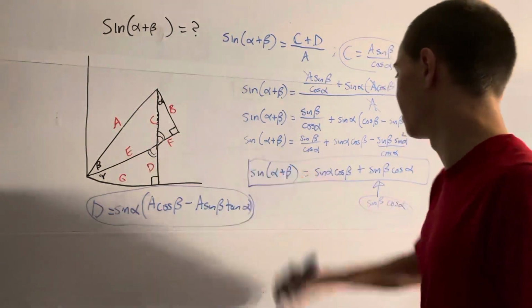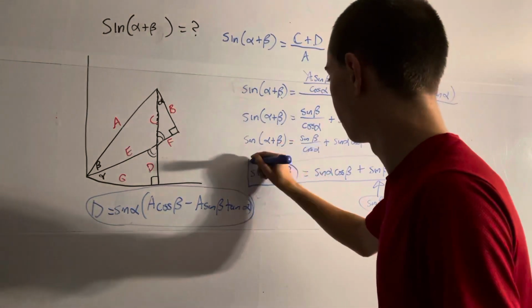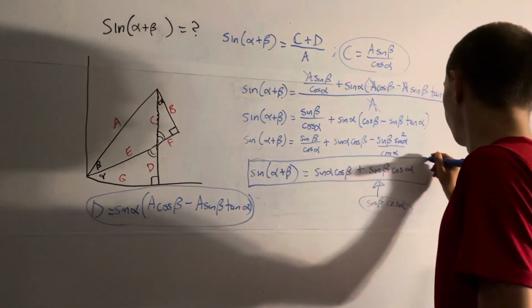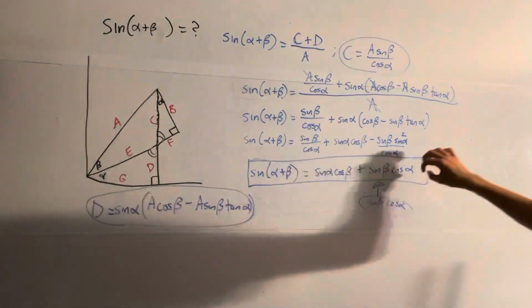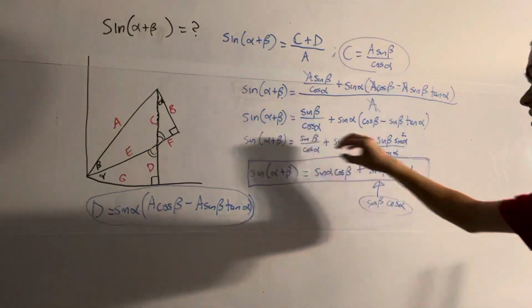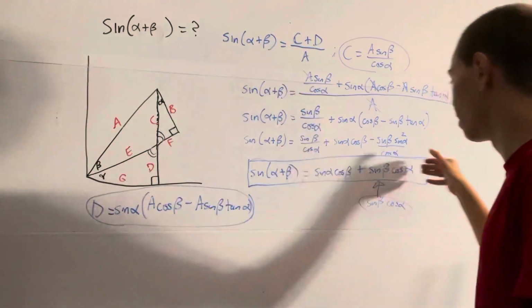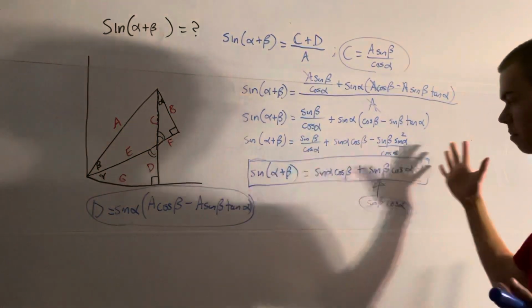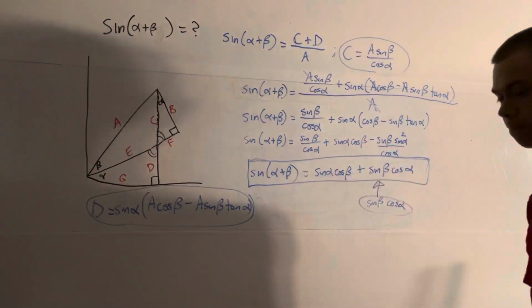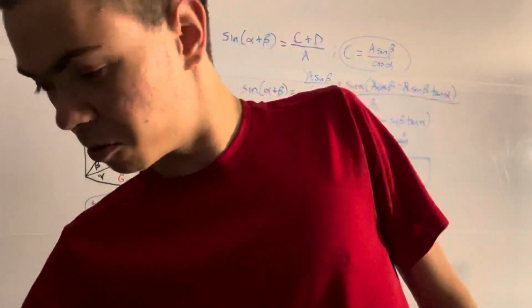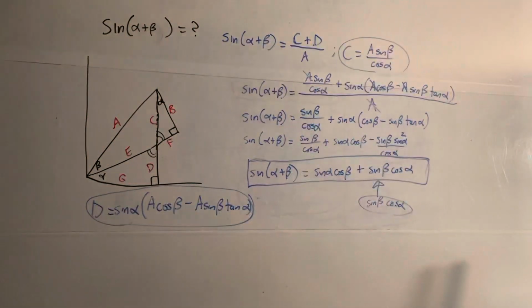That is it. I need no markers. That is it. That right here, this is the sine of alpha plus beta. It's the sine of two angles that are added together. And yeah, that's pretty much where that comes from. That's pretty much it. I hope you enjoyed. I thought it was pretty cool. Yeah, it is.